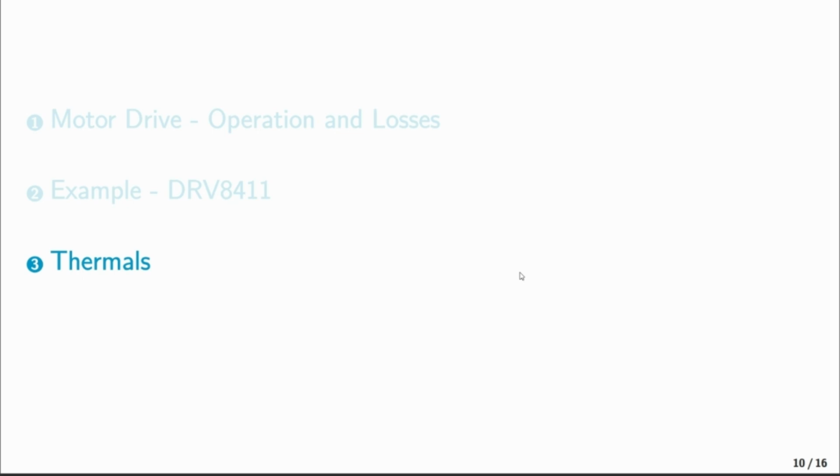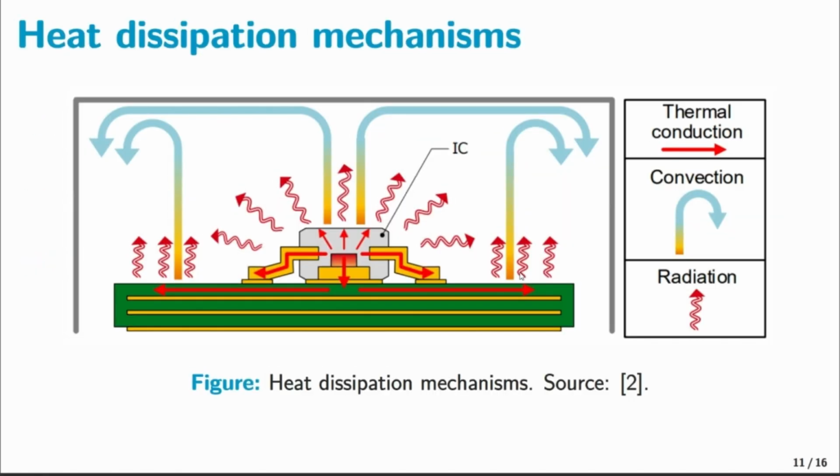After calculating the losses, we need to create a thermal dissipation strategy. For this, we need to understand what are the mechanisms of thermal dissipation in an IC. The figure in this slide shows the three main heat dissipation mechanisms. These are conduction, convection, and radiation. Generally, in ICs, the majority of the heat is first transferred through conduction to a large surface area and then dissipated to the environment through either convection or radiation.